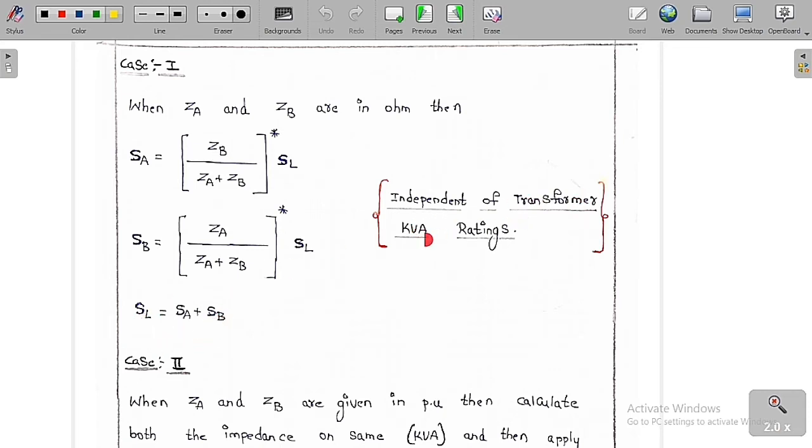So independent of transformer KVA ratings, in the question, if they give the ohmic values ZA and ZB, irrespective of the KVA ratings of the transformers, just go for this one. Use these two formulas blindly to know each and everything: the amount of KVA shared by transformer A and KVA shared by transformer B. All these things you can easily get for case 1. Case 1 is very easy. Whenever ZA and ZB are in ohms, just use these concepts, independent of transformer KVA ratings.